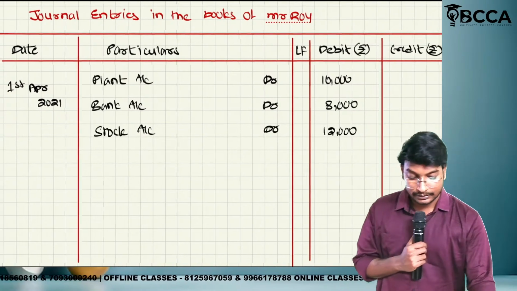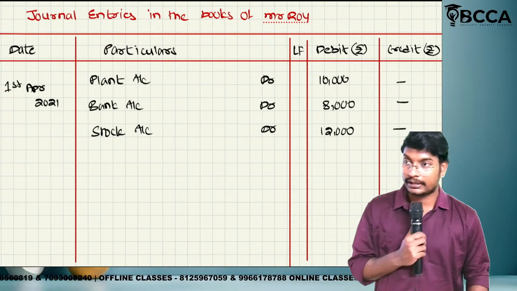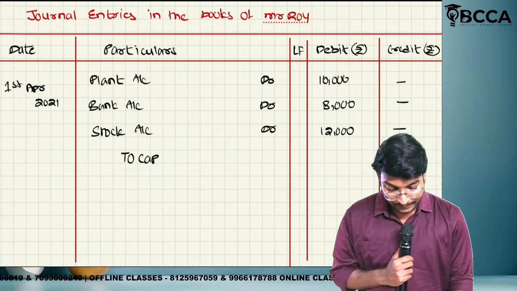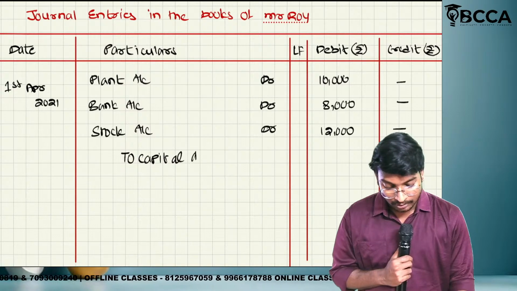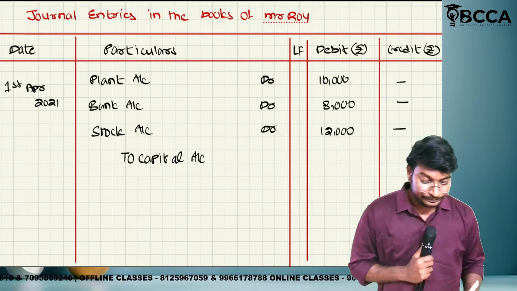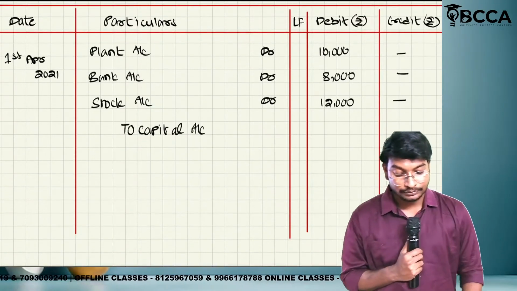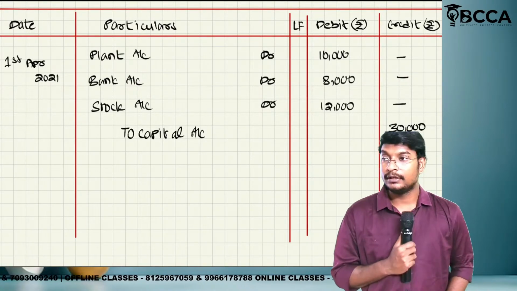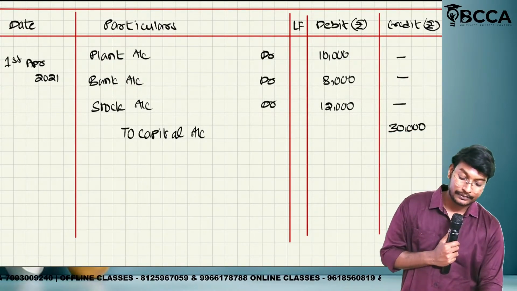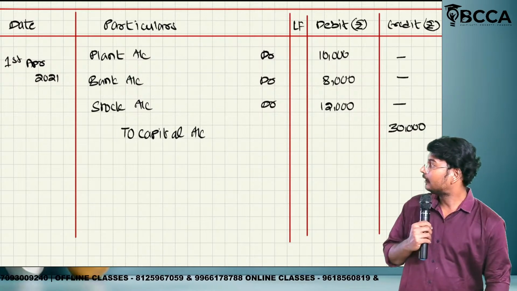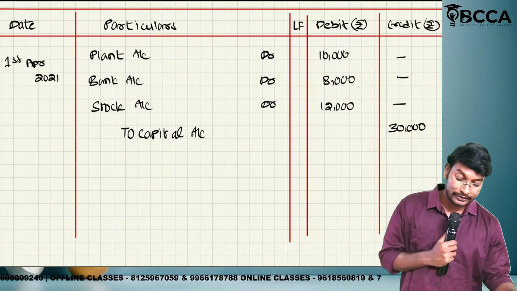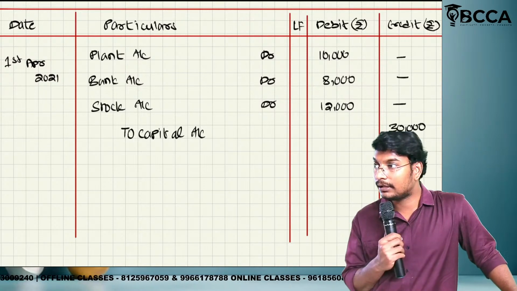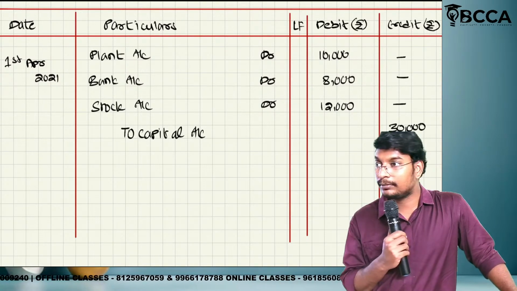Okay guys. So here in the credit side, we should not write anything. So to capital account. How much? What is the total amount? 30,000 should be recorded on the credit side. Now, next one. If any outside party has seen this journal entry, will he understand, or will he not understand? He is not able to understand.